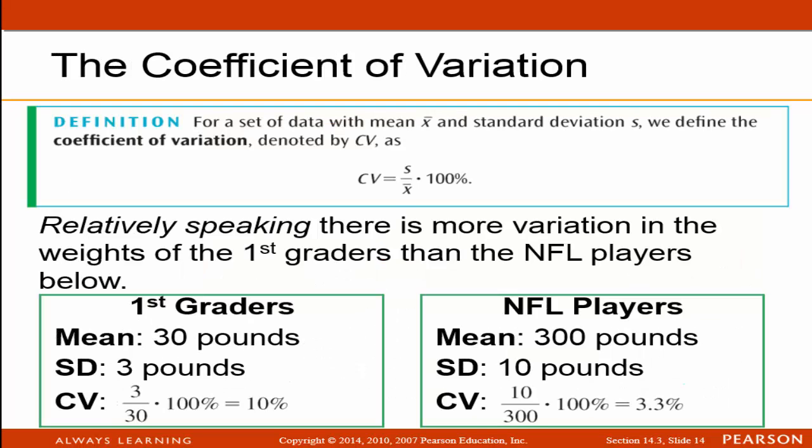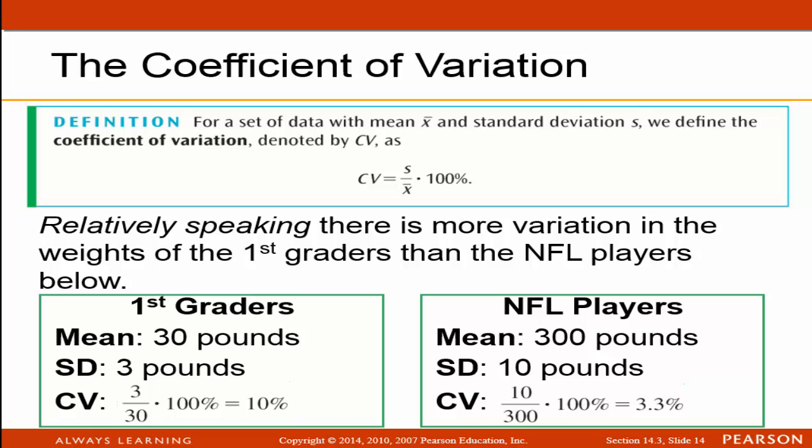The last thing we're going to talk about is the coefficient of variation. For a set of data with mean x bar and standard deviation s, we define the coefficient of variation, denoted by capital CV. CV is simply the standard deviation divided by the mean of the data set times 100%. Here we have two samples. Relatively speaking, there's more variation in the weights of first graders than NFL players. The first graders have a mean of 30 pounds and a standard deviation of 3 pounds. So 3 divided by 30 times 100 gives us 10%. The coefficient of variation for the first graders is 10%.